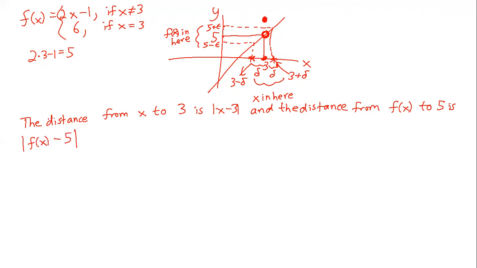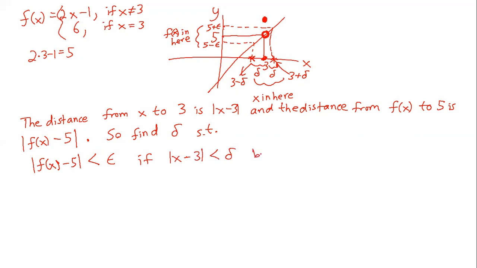So what we want to do is find delta such that |f(x) - 5| is less than some epsilon if |x - 3| is less than delta, where x does not equal 3.